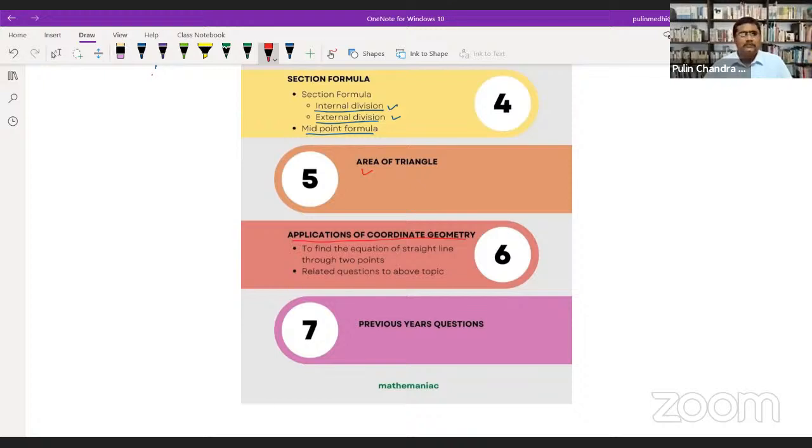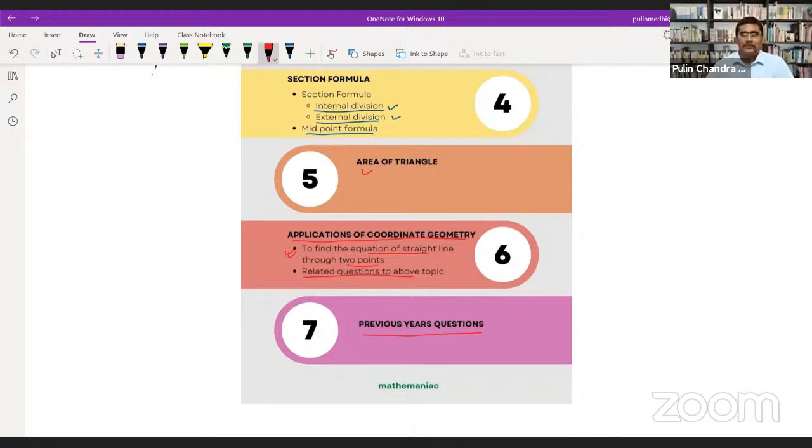Isme kya kya aayega? To find the equation of a straight line through two given points. Actually, what happens, this particular question, whenever we pose for class 10, there's a feeling that this question is of class 11. But actually, we can use the concept of collinearity at class 10 also to solve this question. So I want to include that so that you can get a little more advanced step. Then related questions we'll be doing with the above topics. There may be many more different topics, many more questions, and at least previous year's questions. So it is a full package. This is going to help you really preparing all these things, right?